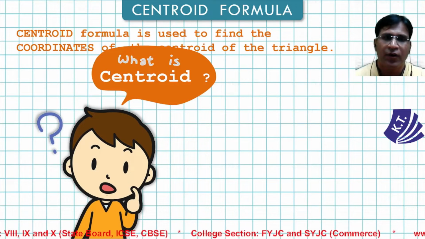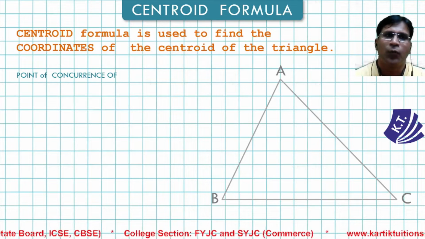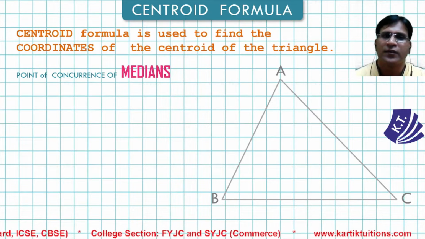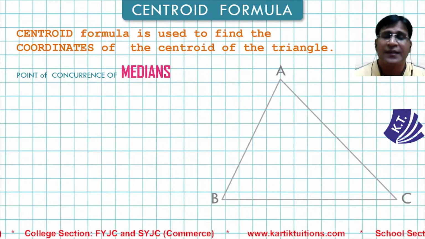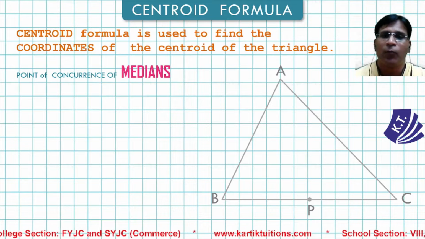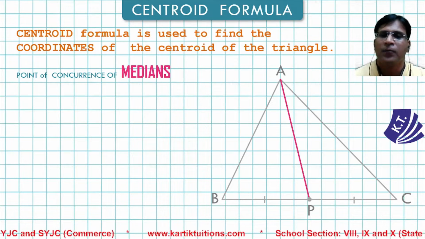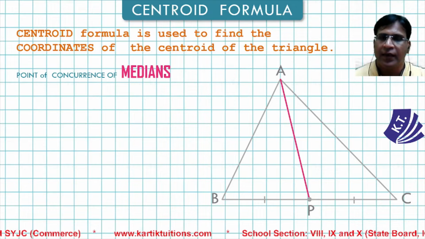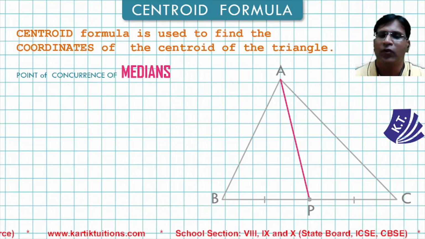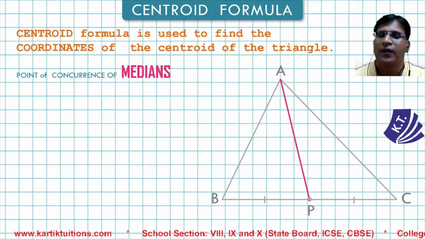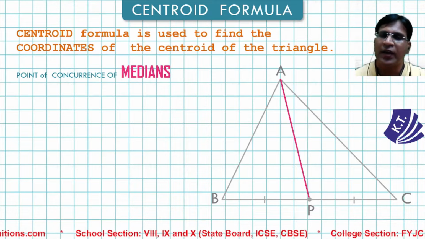Now see, let's have a triangle ABC. Centroid is nothing else but the point of concurrence of medians. Now when I say medians, what is a median? A median is a segment joining the midpoint of a side with the opposite vertex. If you observe, P is the midpoint of BC and AP becomes a median because it is a segment joining the midpoint of a side to the opposite vertex. So for BC, the opposite vertex is A, so AP becomes our median.